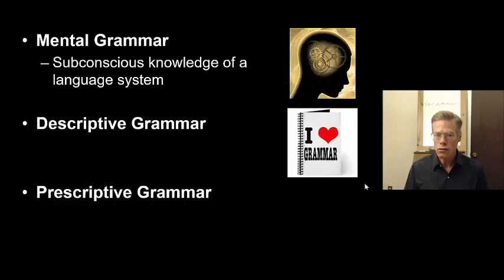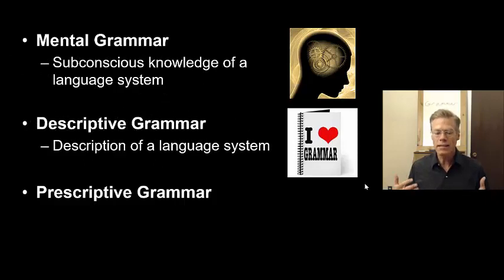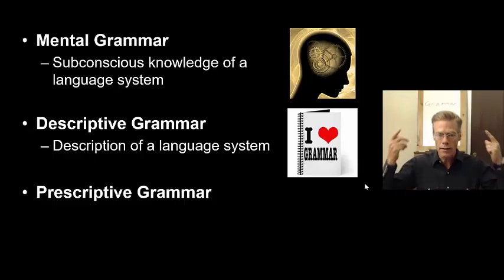Descriptive grammar, this is what linguists do. It's a description of a language system. It's an attempt to model a mental grammar. It has as its purpose primarily just a way for us as scientists to try to understand what's going on in that black box of the human mind.